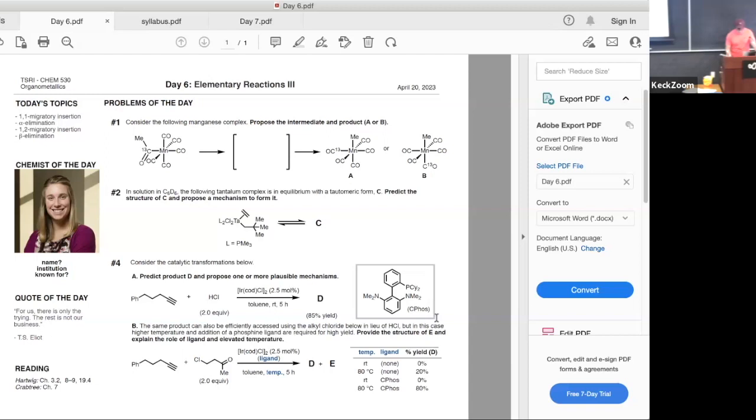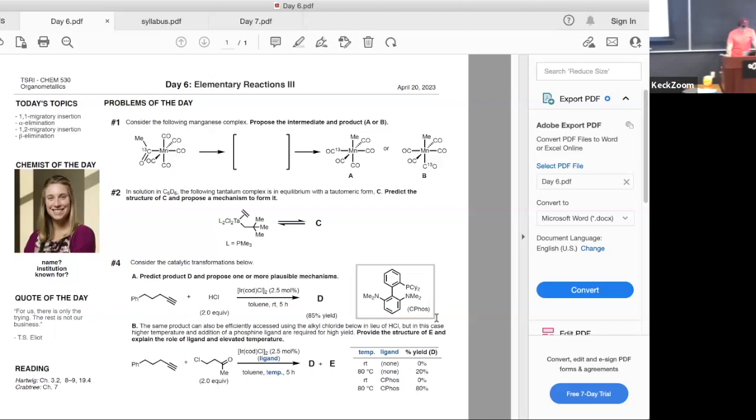So this is a two-parter. First, consider this reaction shown in A, where we're taking a terminal alkyne, subjecting it to HCl and iridium one precatalyst and getting something new.